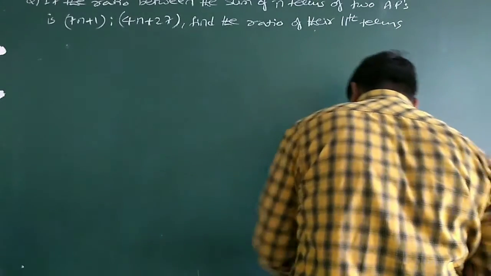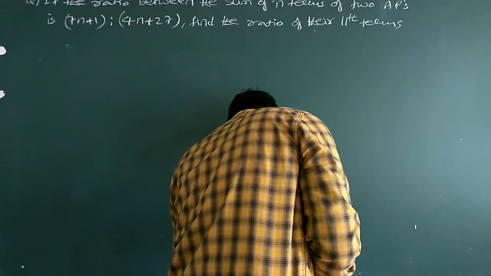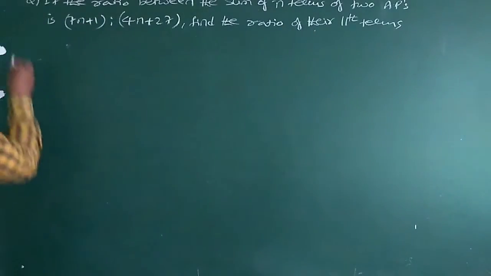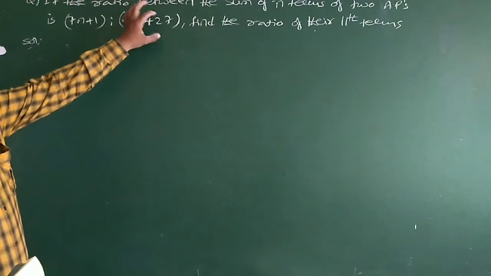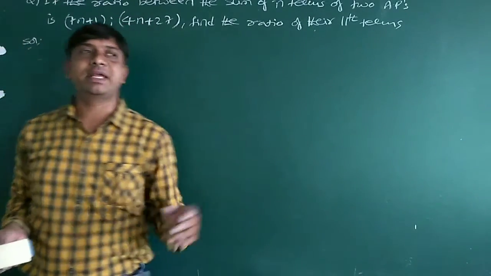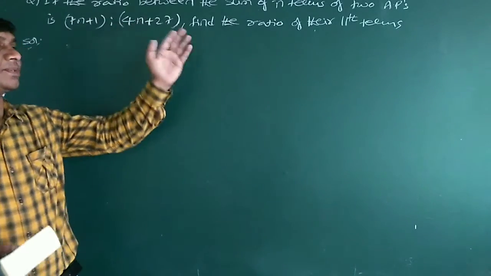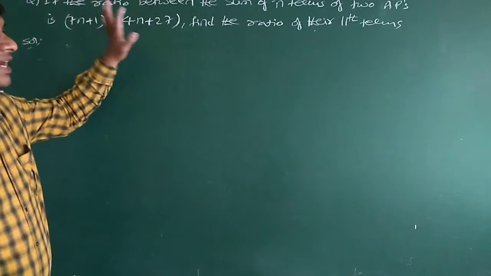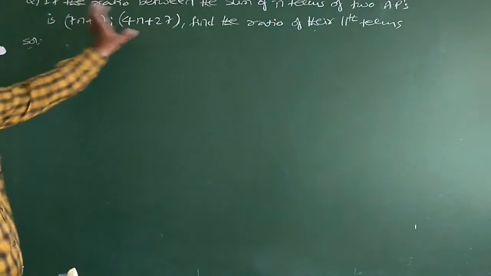Okay, two different APs here. See here, this is the sum of n terms of one AP and the second AP's sum of n terms. The ratio, after simplification, means after cancelling the highest common factor of these two terms, these are the leftover values. This is the simplest value of those sums of n terms. These are not the actual sums of n terms.